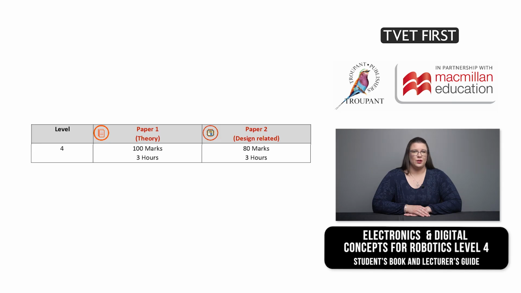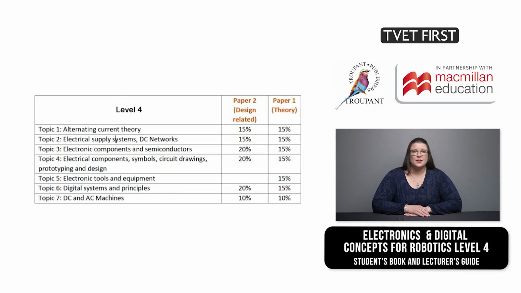Can you give me more detail about the external assessment and weighting? There are 2 external exam papers. Paper 1 is 3 hours, a total of 100 marks, and is a theory paper. Paper 2 is 3 hours, a total of 80 marks, and is a design-related paper. The table on your screen now shows how each topic is weighted in the 2 exam papers.